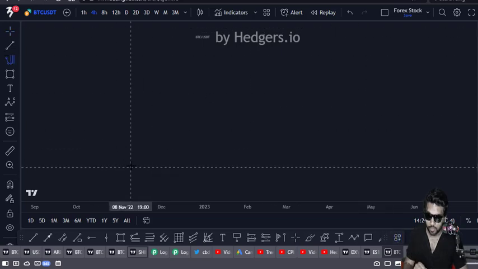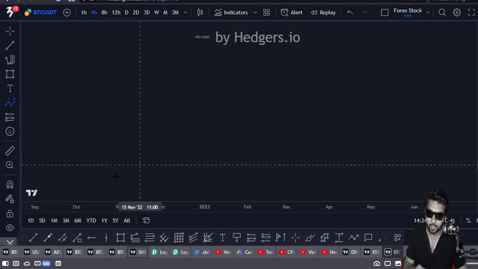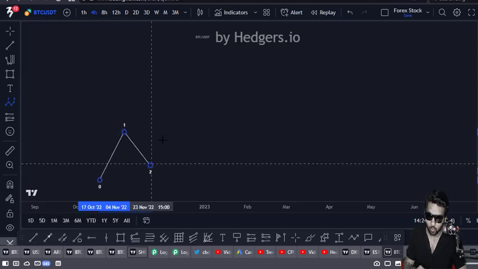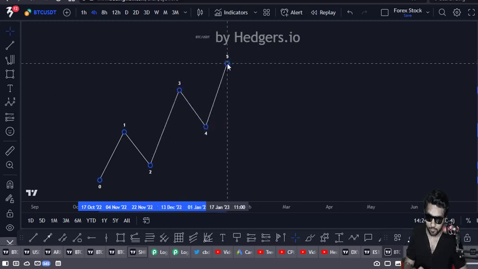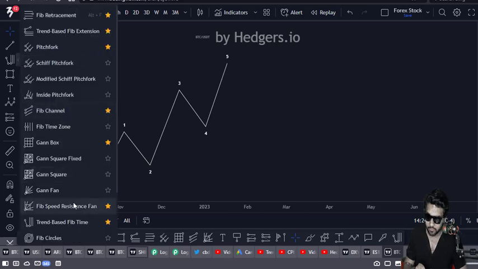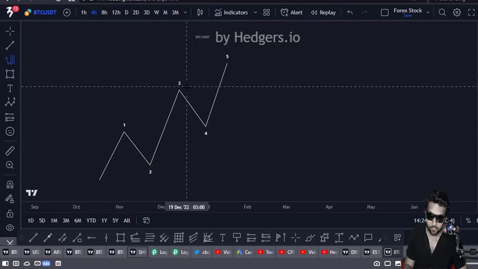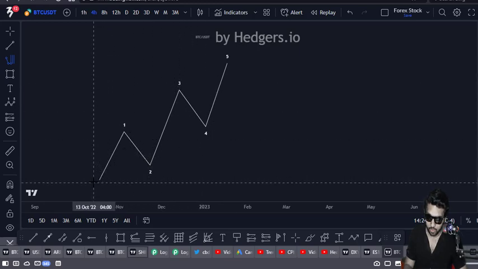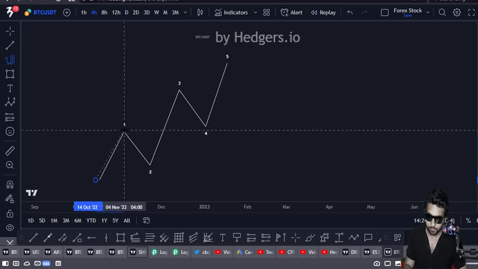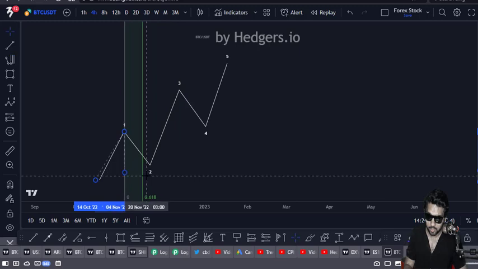One more thing that you can use for knowing the timing of the Elliott Wave, like 1, 2, 3, 4, 5: we're going to be using trend-based Fibonacci time. That is an important tool as well. If you want to know the timing of the wave 3 ending, you're going to take the wave 1 here and you're going to find the targets.